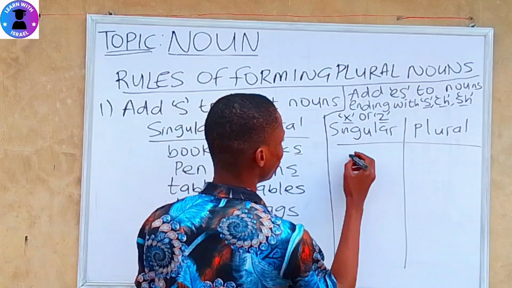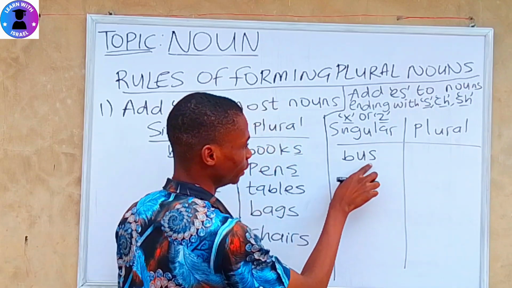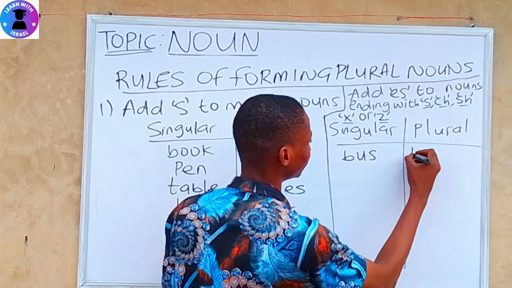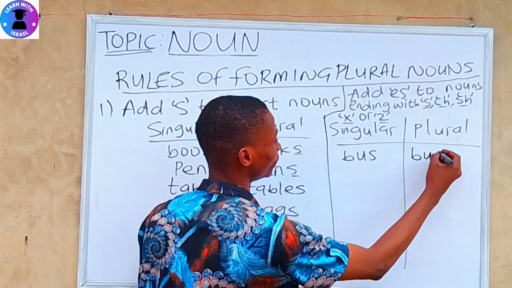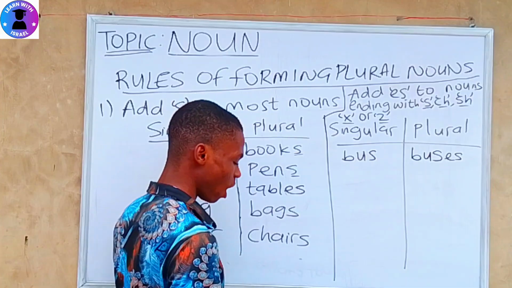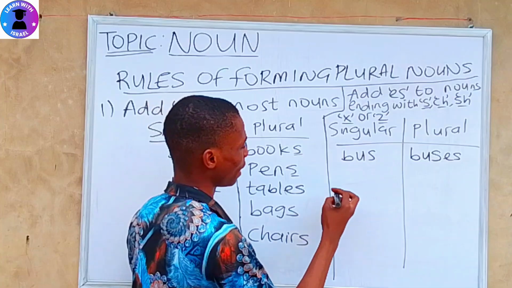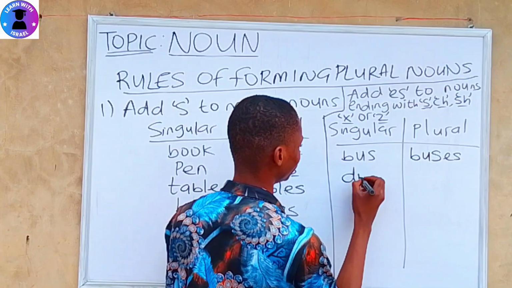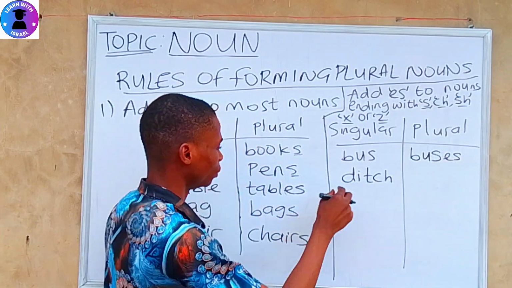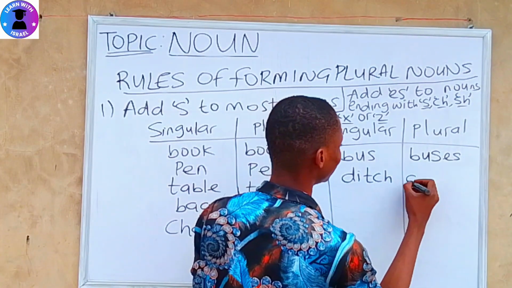So let's start from s: bus. This one is ending with s. We don't need to erase anything. We just add es to it. So the plural of bus is buses. Let's move to ch, where we have dish. This dish is ending with sh, right? So we have to add es to it.